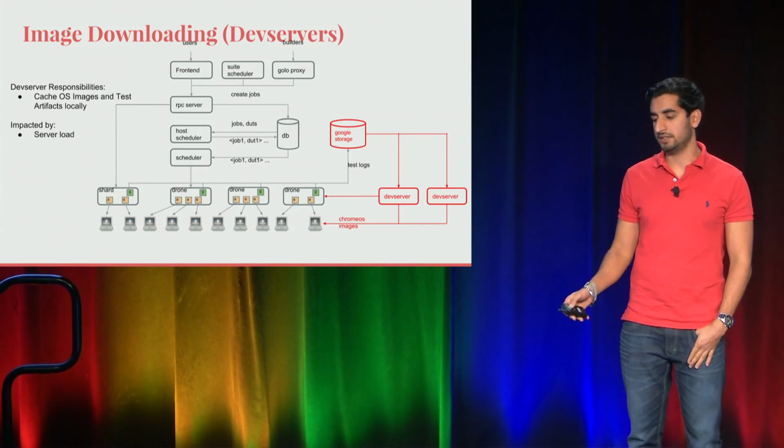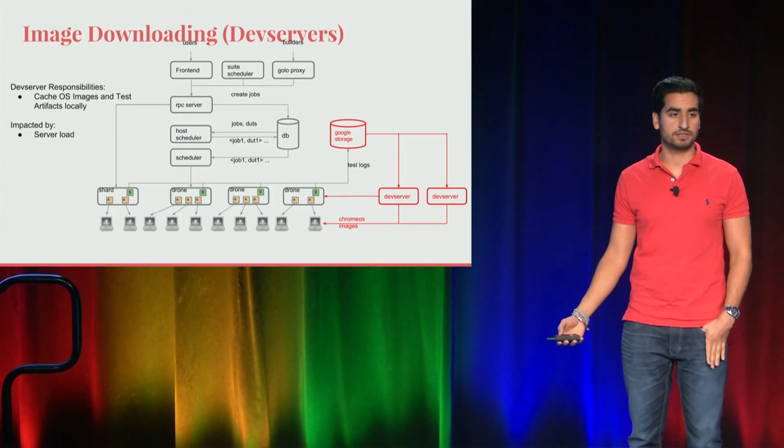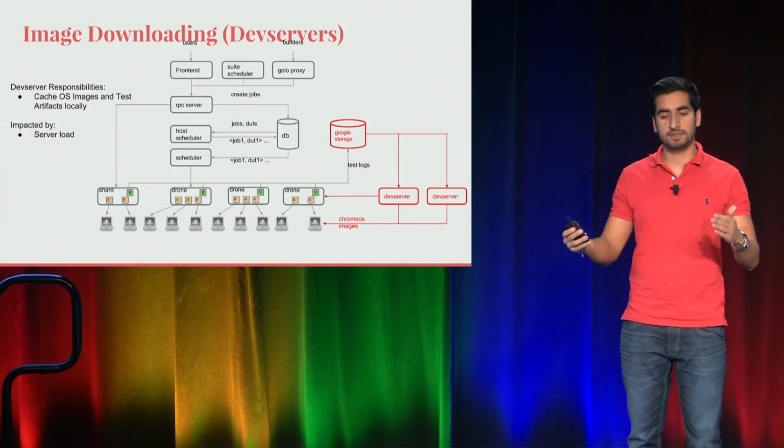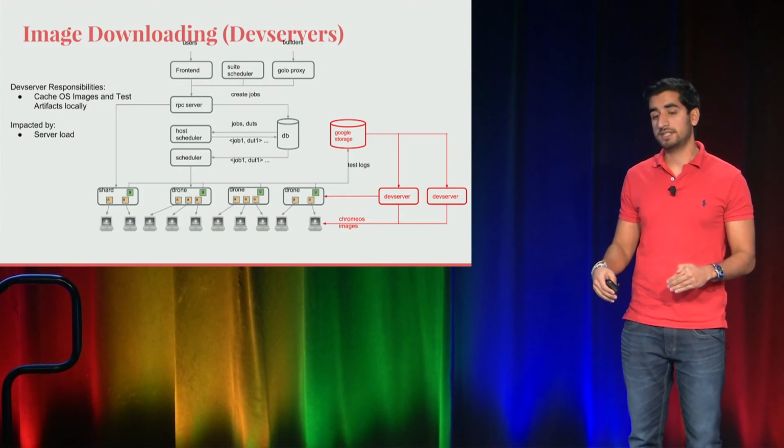So for that, we developed these new servers called dev servers. They're essentially a cache to Google Storage, and we'll pull the image into the lab topology and store it there for 24 hours. The other thing the dev servers do is they emulate our normal update Omaha servers. That way, when the Chromebooks are flashing and installing a new image, it's as if they're going through the normal update process your Chromebook would normally do in the field.